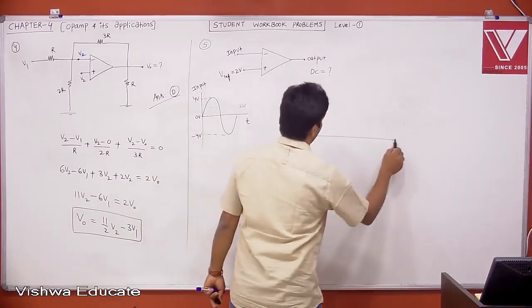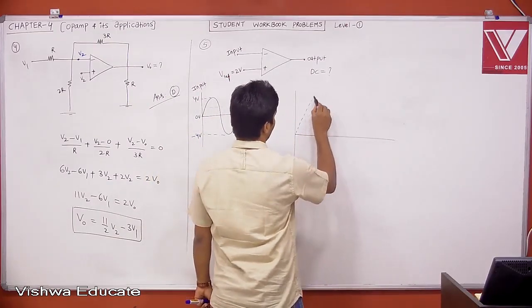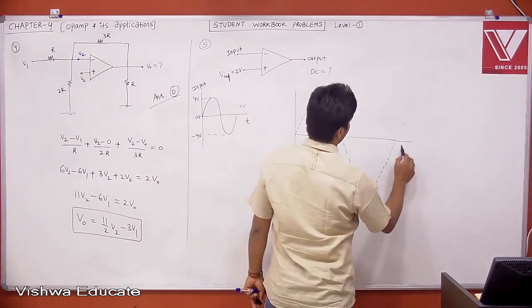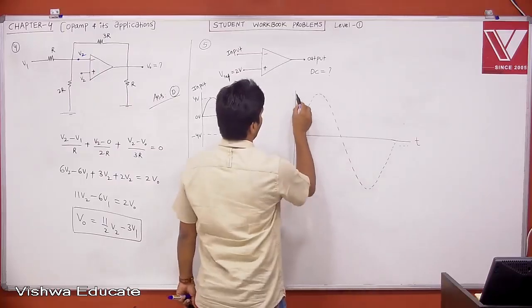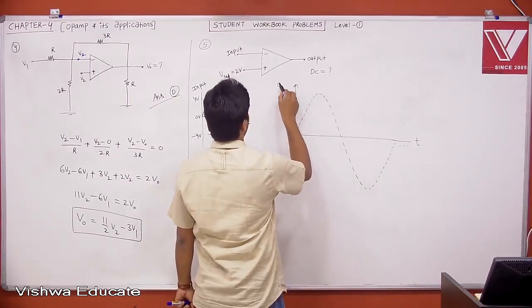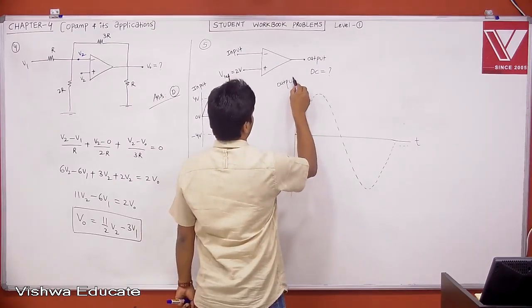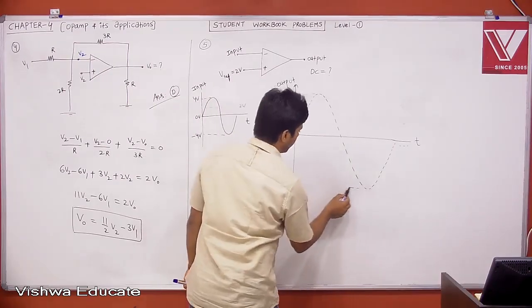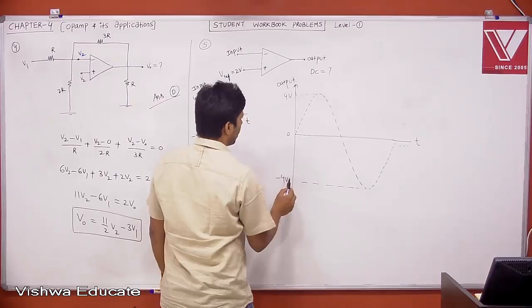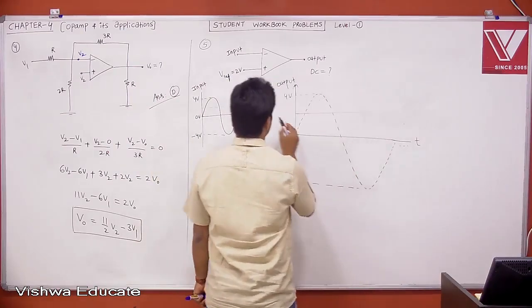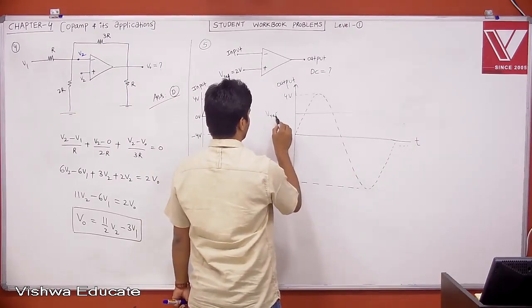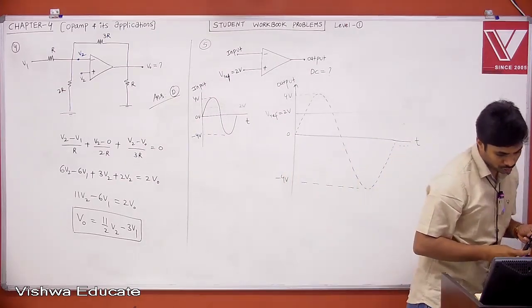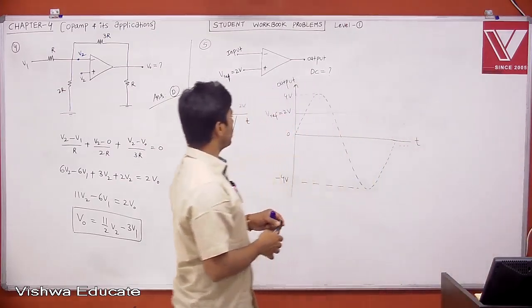Just listen here. What is your output? Let us say this is your input, one cycle is enough. This is continuously happening over time t. Now we are trying to find the output. The peak value is 4 volt, the average is 0, and the negative peak value is minus 4 volt, and then this is the reference, V reference is equal to 2 volt. Now what is your output?